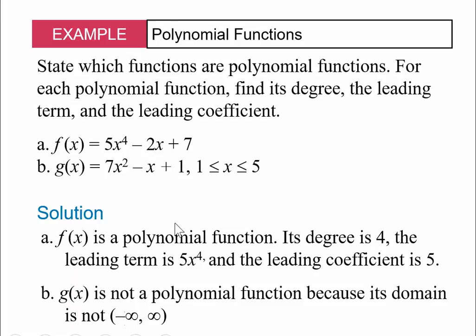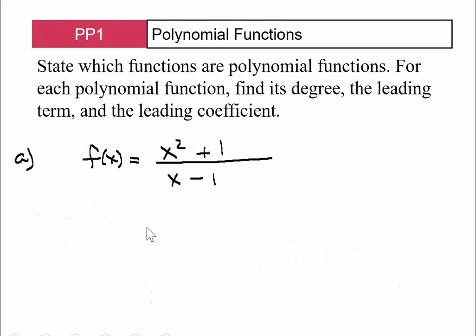All right, let's go to the practice problems now. The question is, is this a polynomial function? This is a: f of x is equal to x squared plus 1 over x minus 1. And right away you should say, no way, Mr. H, that is not a polynomial function. The reason is because it has a fraction, but technically the reason is this right here.